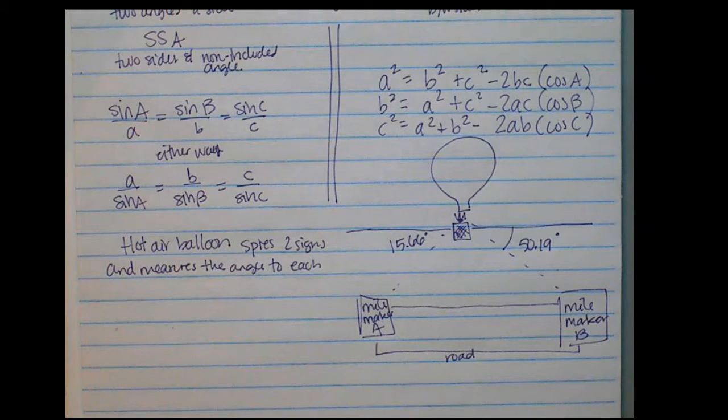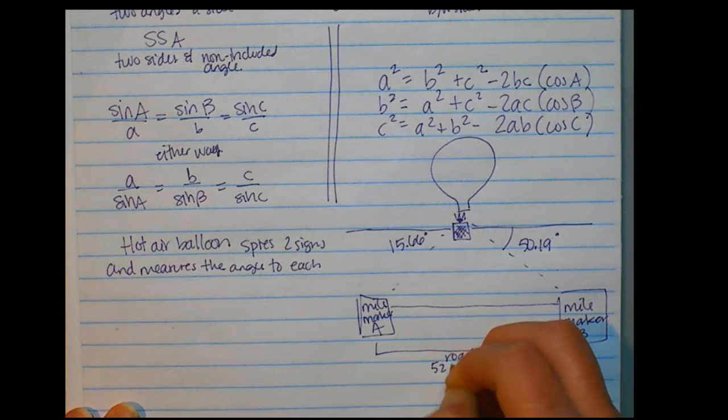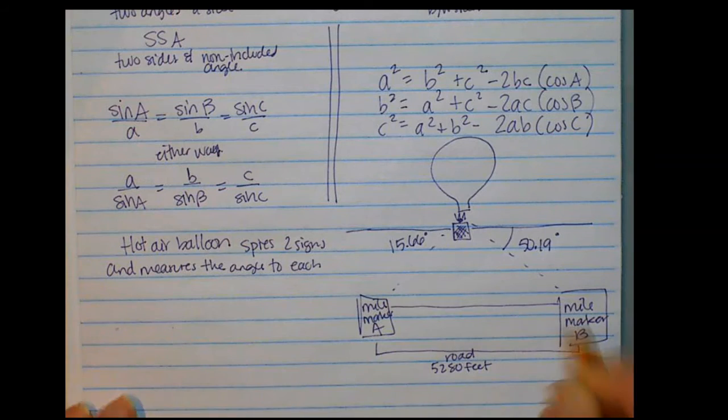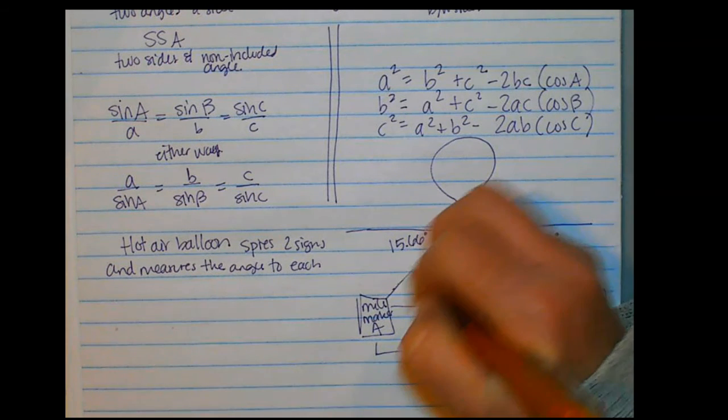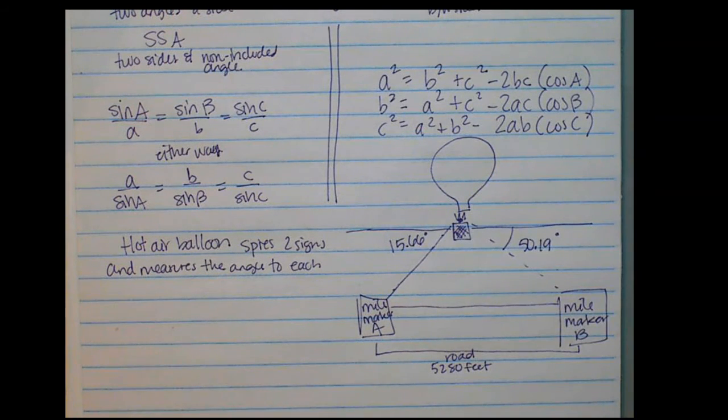So just FYI, and I made this note to myself to make sure I told y'all, the distance between the signs is 5,280 feet. Okay, so we are trying to find out the distance of the balloon to mile marker A. So we're looking for this distance. What should we call that distance in a letter? B.